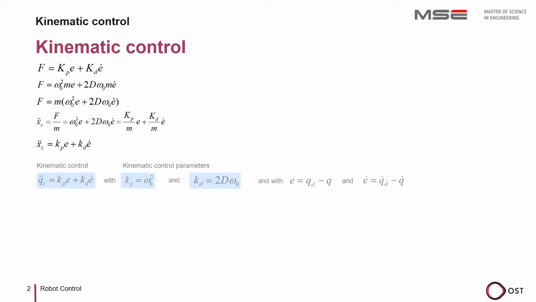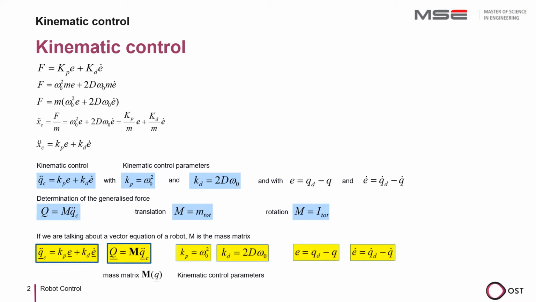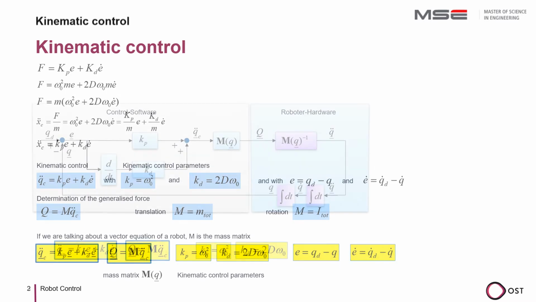This formulation is called kinematic control because only kinematic quantities appear in the equation. To determine a force, we must multiply the acceleration by the mass. For linear motion, we use the mass, and for rotational motion, we use the rotational inertia. In the general case, we have an acceleration vector, which we multiply by the mass matrix to get a force. This is always in generalized robot coordinates.